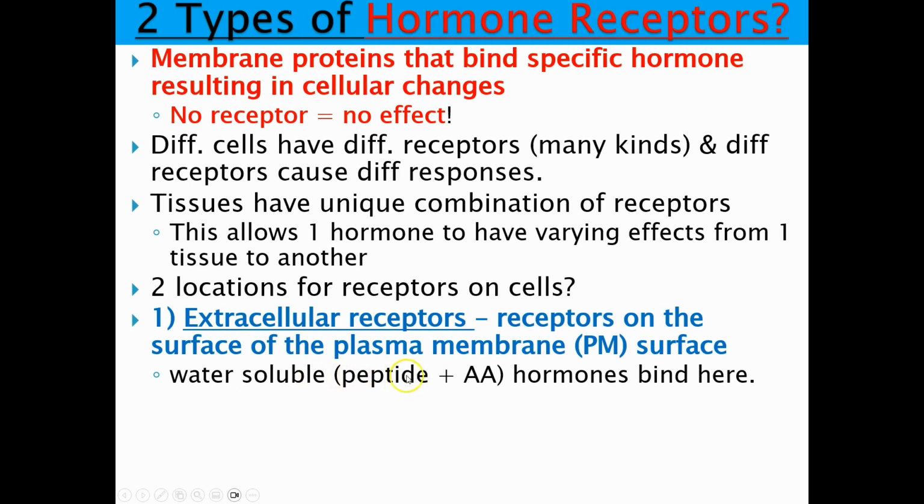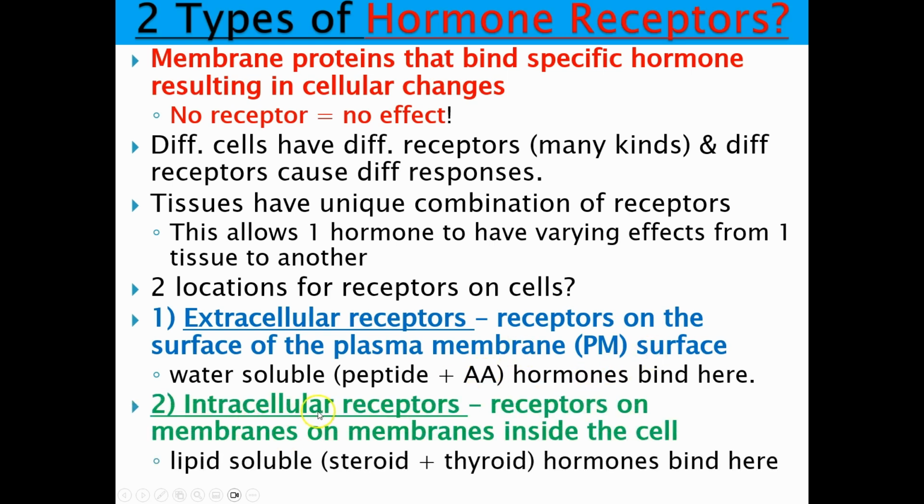That means peptide hormones and most amino acid derivative hormones bind there. The exception among the amino acid derivatives would be thyroid hormone. Thyroid hormone is a tyrosine derivative, if you remember, but that one was lipid soluble. All the other amino acid derivatives are water soluble.